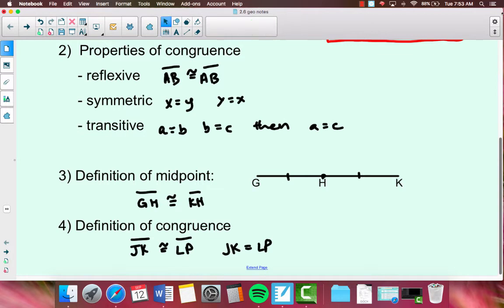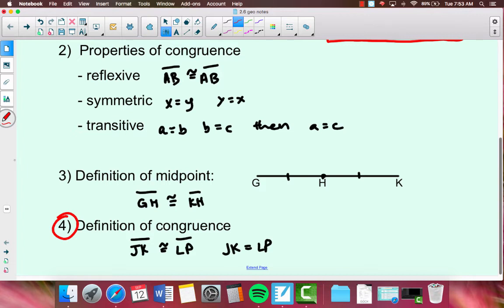So you're almost always going to be using this anytime you see congruent. If you're going to be doing equations or anything like that, you're probably going to make it into an equal sign using definition of congruent segments. Okay, so this is really, really important that you know this one and you ask questions if you're not sure.